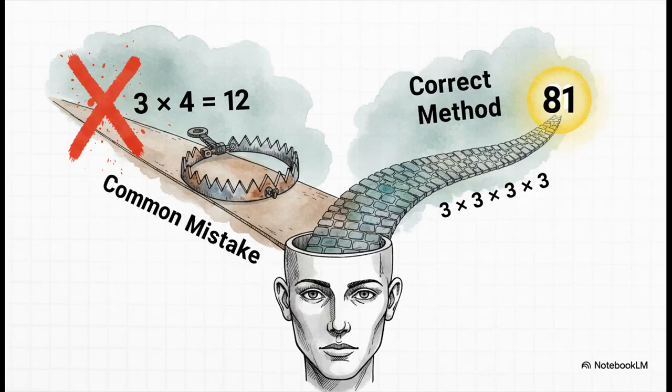Listen up, because this is hands down the number 1 mistake that trips people up. Your brain sees that 3 and that 4, and it just screams multiply them. It's 12. You have to fight that urge. Remember, the exponent isn't part of the multiplication. It's the instruction for the multiplication. So 3 to the 4th is 81, 100% not 12.